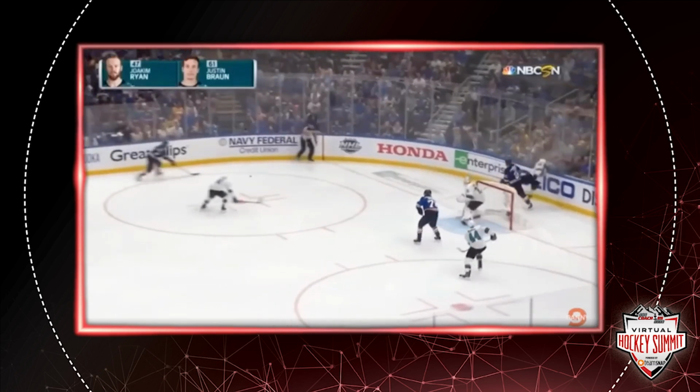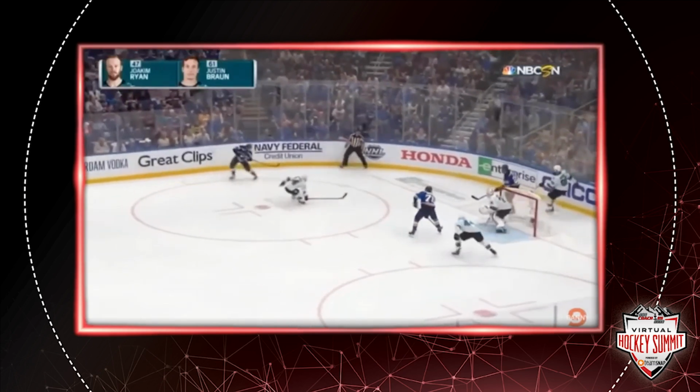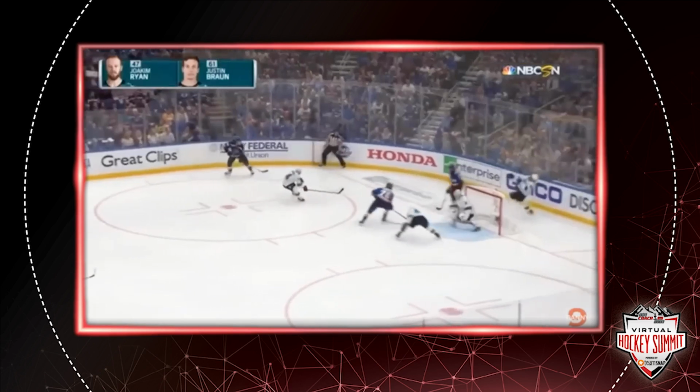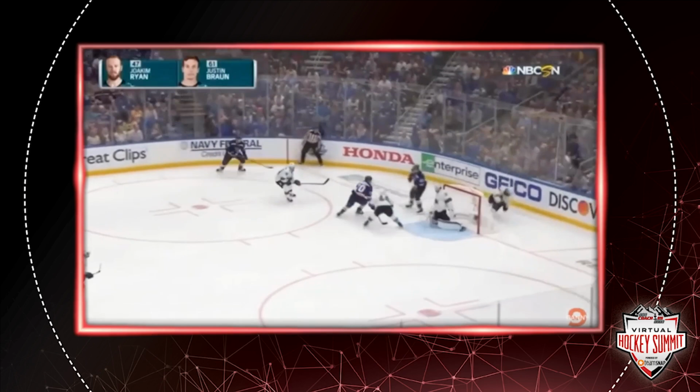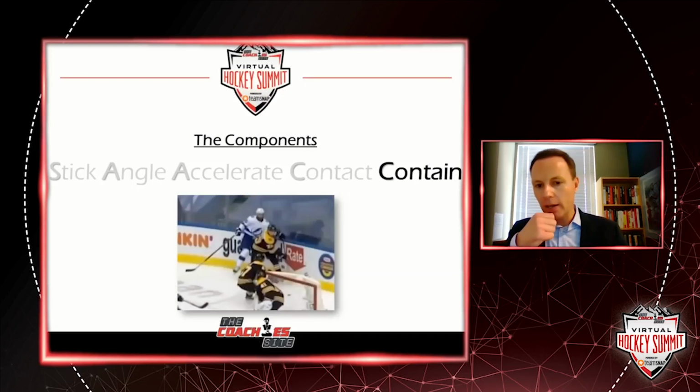So now as St. Louis recovers to the net front, the St. Louis checker does, we basically have a numerical advantage in the house for St. Louis, a 2-on-1 at the net or a 3-on-2 in or near the house with Burns still off balance. And it's because of the physicality and the completion of the check after stick, the angle, and the acceleration for a goal. And then finally, the containment.